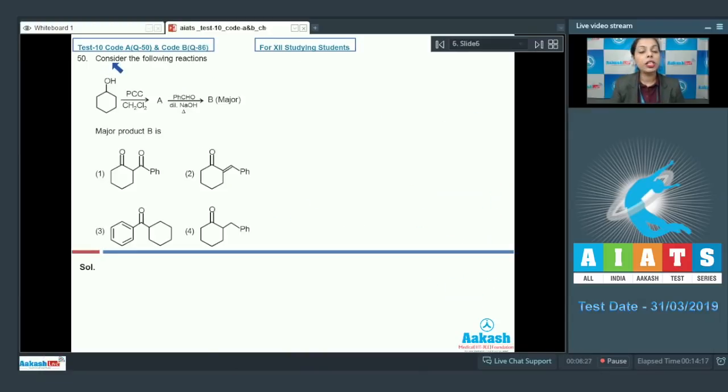After this, question number 50, consider the following reactions. We have this reaction sequence in which first we have alcohol reacting with PCC, and in the presence of dichloromethane, there's the formation of compound A. If we talk about this alcohol, you can clearly see this is secondary alcohol. Whenever secondary alcohol is oxidized with the help of PCC, definitely in that case there is the formation of ketone. It means this A is a ketone.